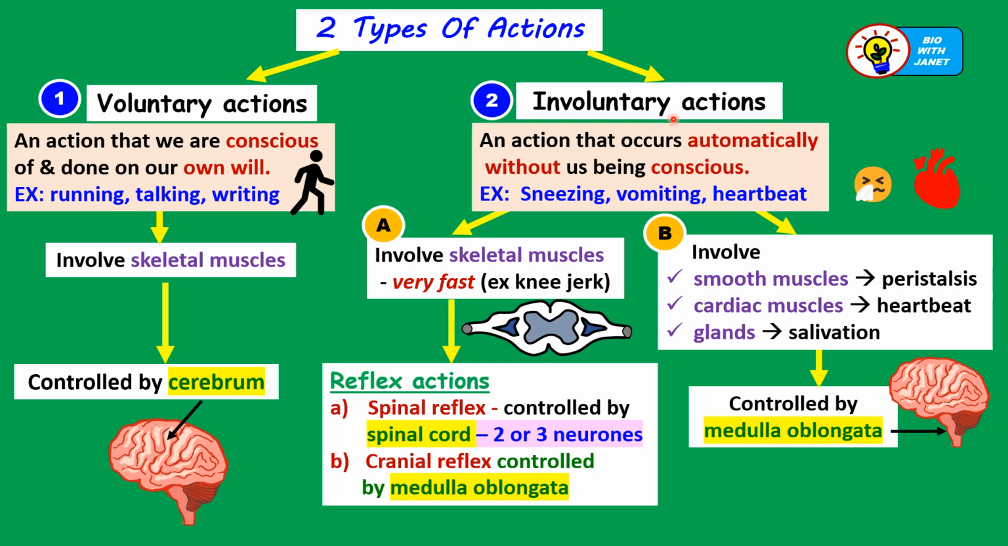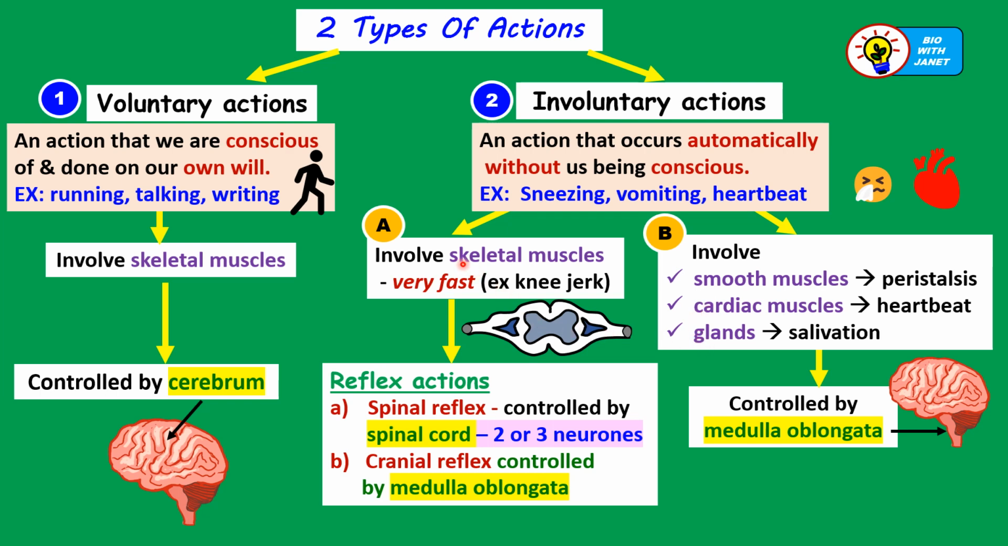Now, next we have the involuntary actions, which are actions that occur automatically without us being conscious. Examples are sneezing, vomiting, and heartbeat. Okay, so the key word here is automatically. It occurs without our conscious thought and is not controlled by our conscious mind, right? Now, there are two types of involuntary actions. A, those that involve the skeletal muscles, and B, those that involve smooth muscles, cardiac muscles, or glands.